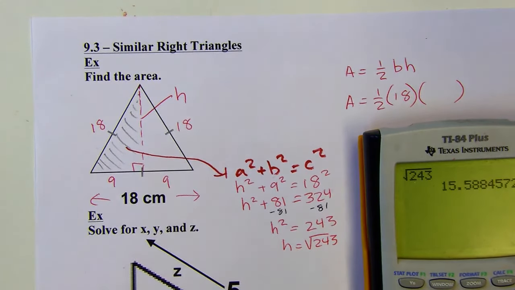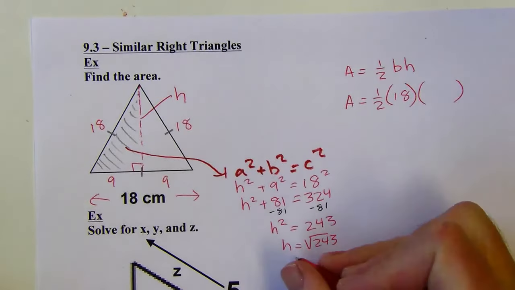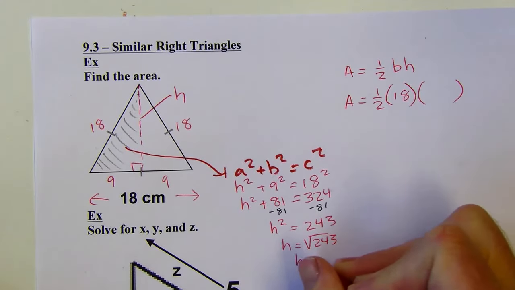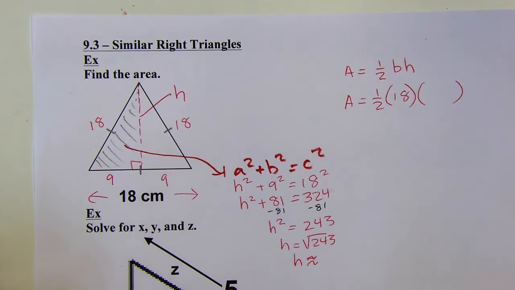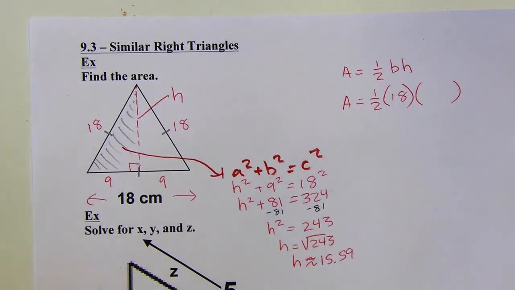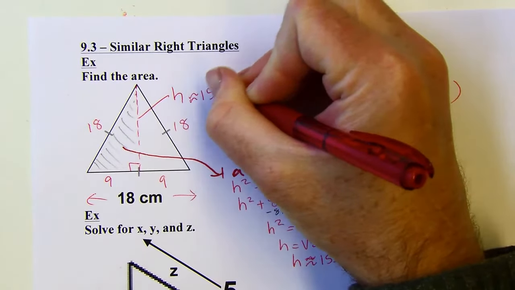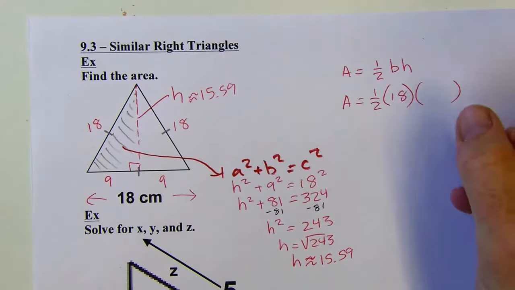It's not going to be an integer. It's not a perfect square. So depending on the problem, you might do a decimal approximation or you might do simple radical form. So just in the interest of time here, I'm going to do a decimal approximation. So I'll put that in as about 15.59. Okay, so I just found this piece, and that's the missing part in my area formula over here.